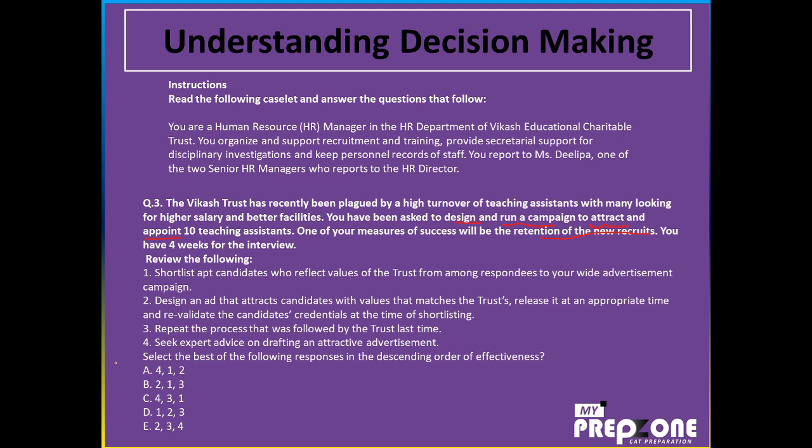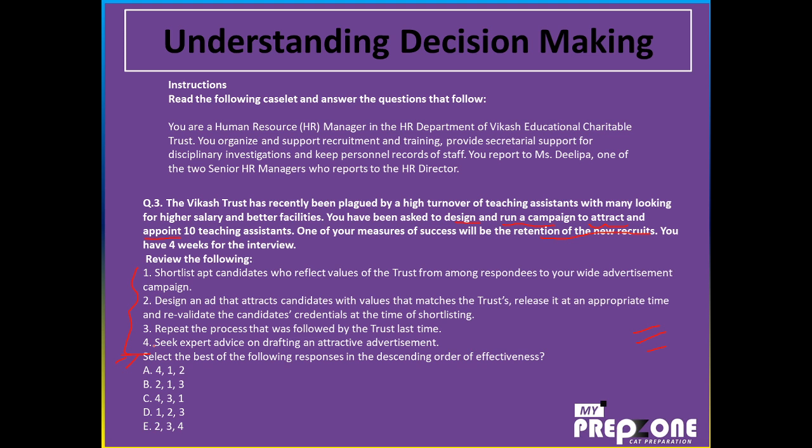Review the following. So let us once again read the question. Select the best of the following responses in the descending order of effectiveness. Descending order of effectiveness. That means the most effective, then less effective, then less effective. Again, they have given you 4 steps. There will be one step that will be least effective, and then you don't have to choose that. So let us read all these and answer.